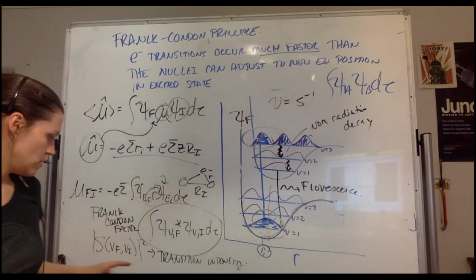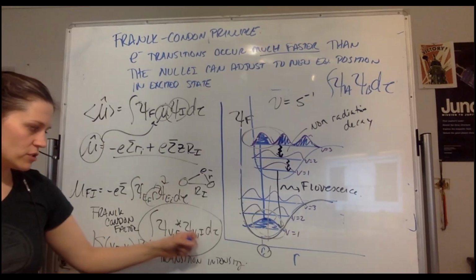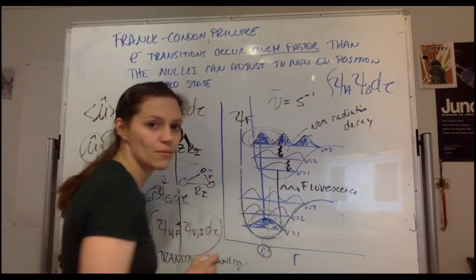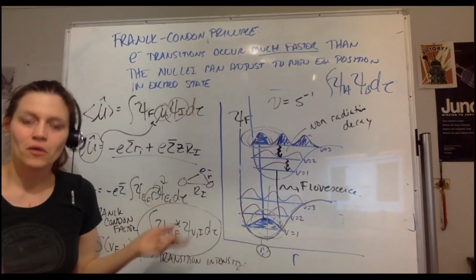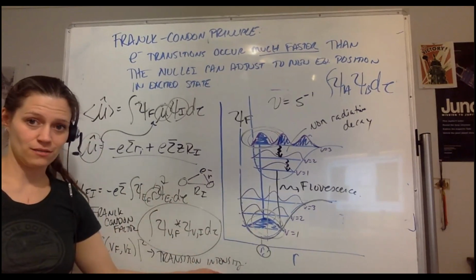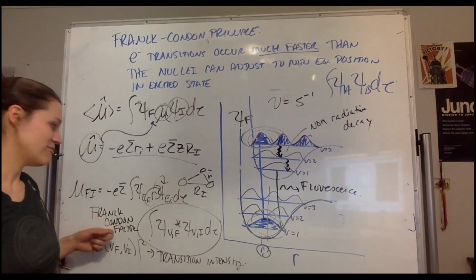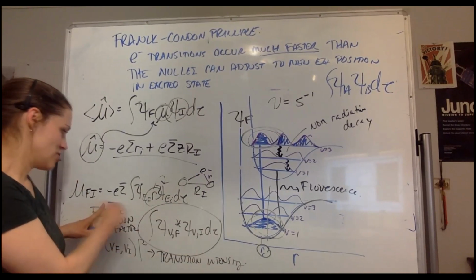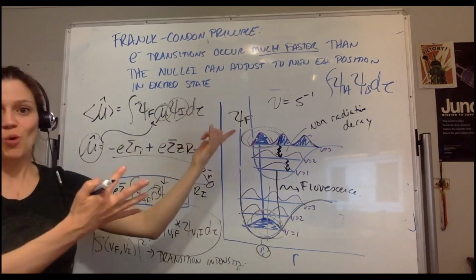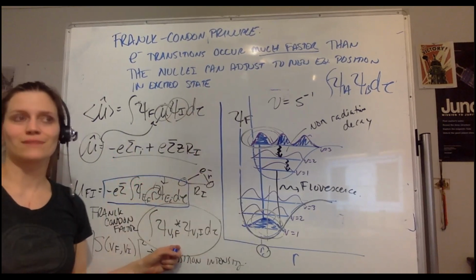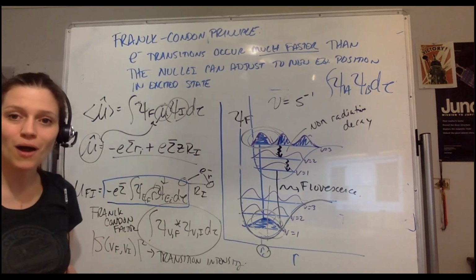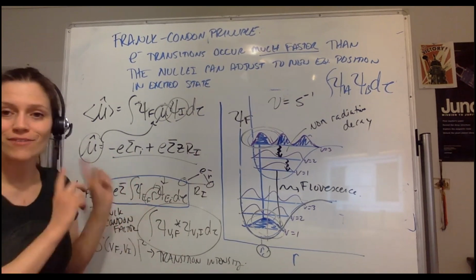If, however, my vibrational wave functions have overlap, if there's a really good overlap, you're going to have a high number. If you have a high number, you have a high transition intensity, which means you have a high Franck-Condon factor, which means this transition from electronic state to electronic state is that much more likely. Wicked cool. I'm going to pause and share screen because I've got some more data to show you.